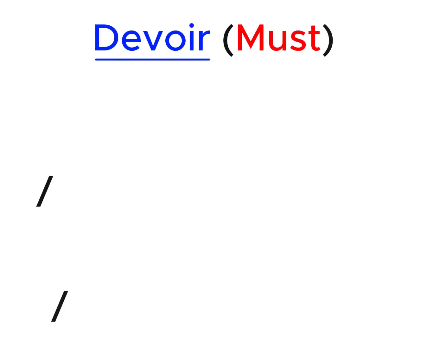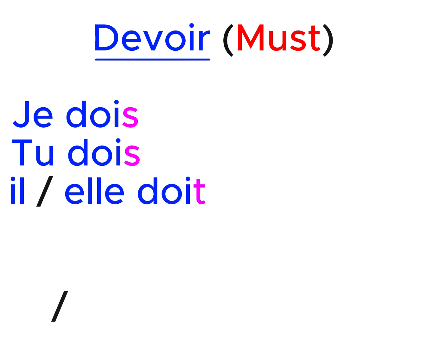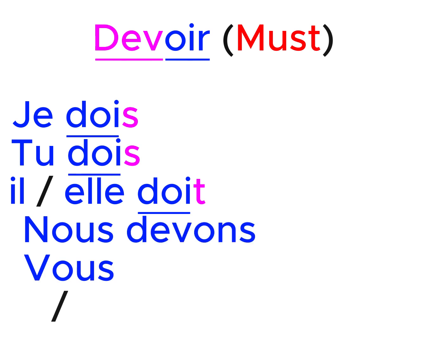For this one, there is a trick that can be reused in most irregular verbs in French. Observe the three singular persons. Je dois, tu dois, il doit, elle doit. The base of the conjugated verb is quite different compared to the base of the infinitive. Now, observe the first two plural persons. Nous devons, vous devez.